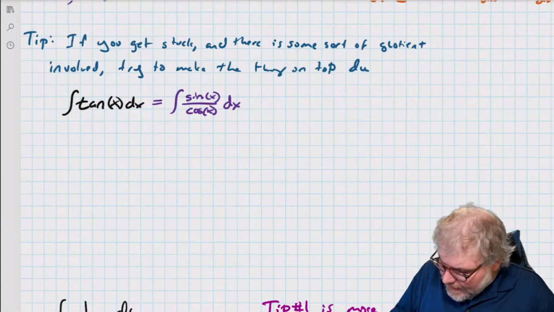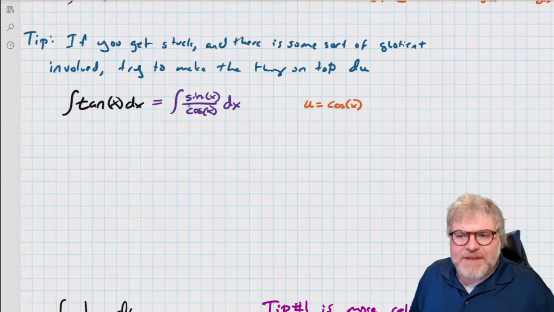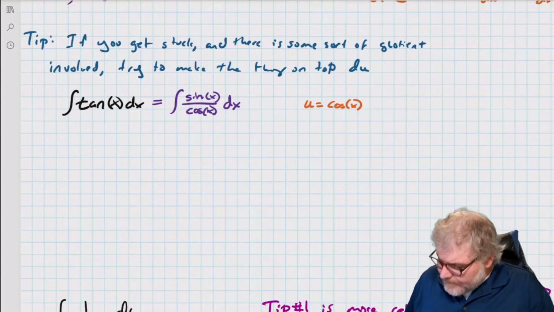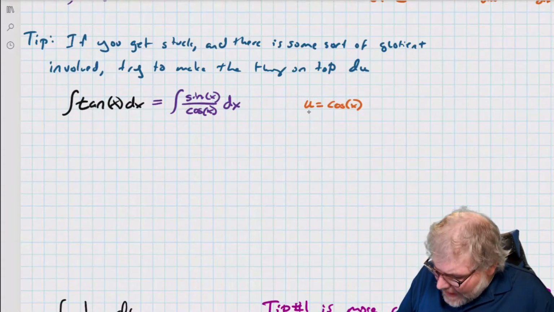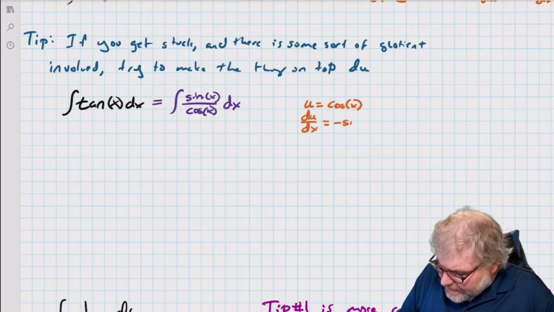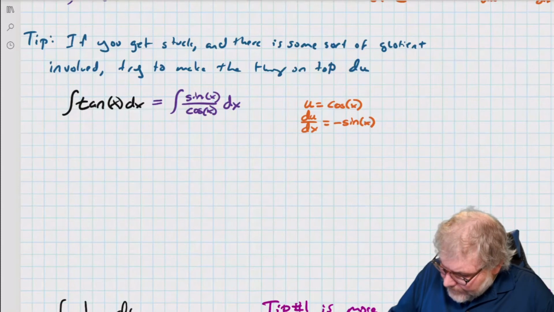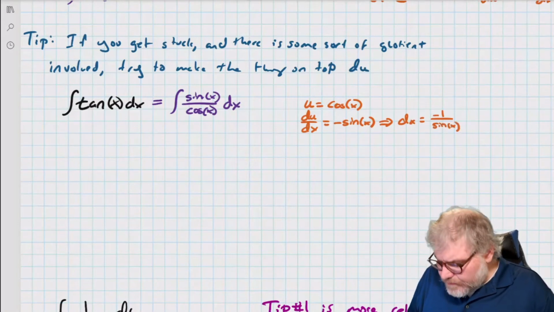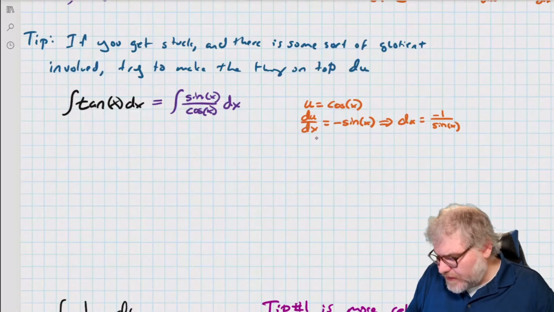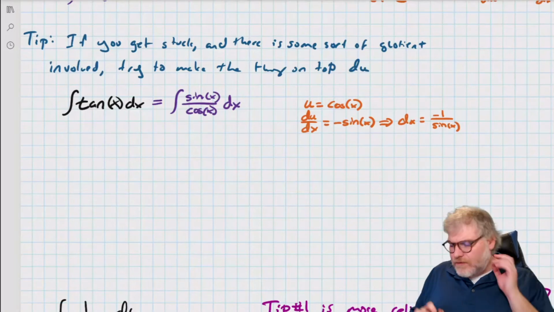I think here that u is going to equal cosine of x. Now, the thing on the top here is sine of x. So here, if I have that, du over dx equals negative sine of x, which implies that dx equals negative 1 over sine of x du. As you can see, I'm going to have to pull out a negative 1, but I can do that.